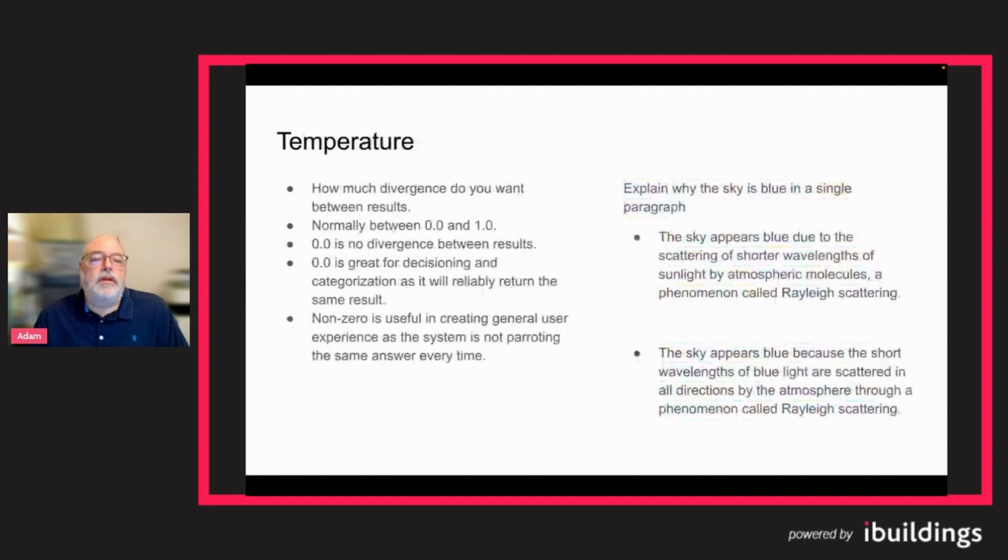Temperature is an odd thing to call it, but basically it's how much divergence you want between results. So it normally is between 0 and 1, although OpenAI can theoretically go to 2.